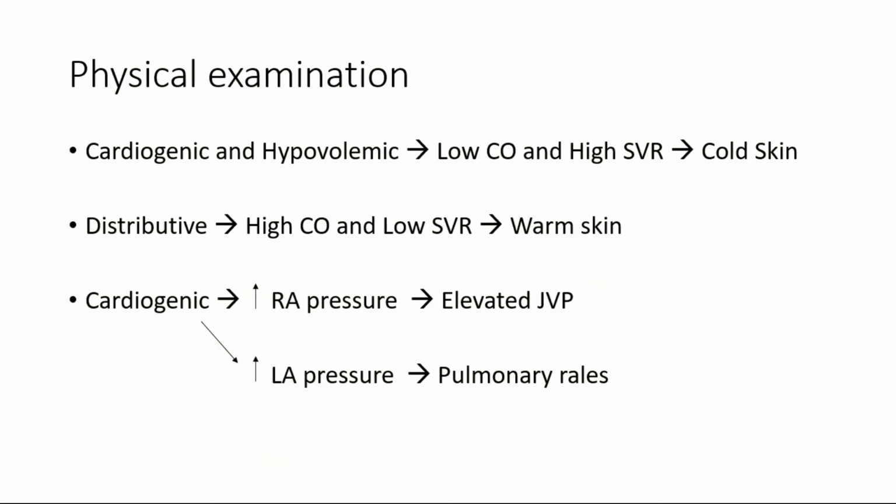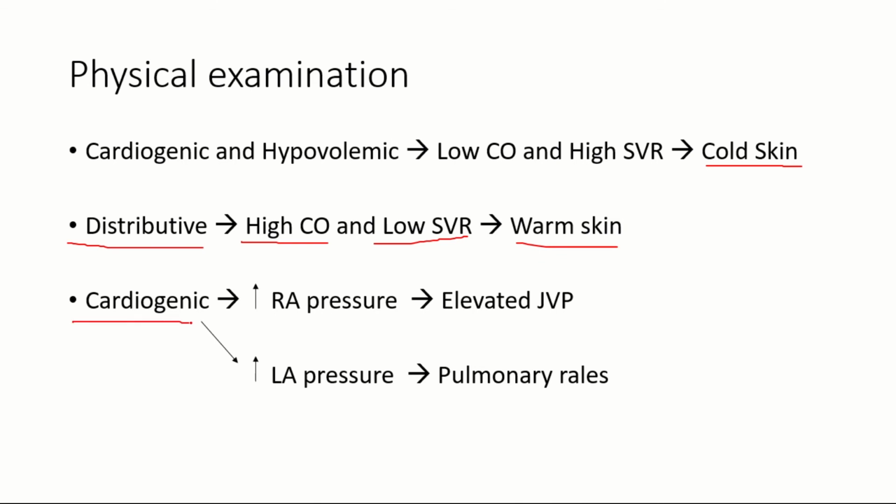Now under the physical examination, in the cardiogenic and the hypovolemic shock, we know there is low cardiac output and high systemic vascular resistance, which means there is low tissue perfusion, which can lead to cold skin. Whereas in case of the distributive shock, there is high cardiac output and low systemic vascular resistance, so there is going to be warm skin.